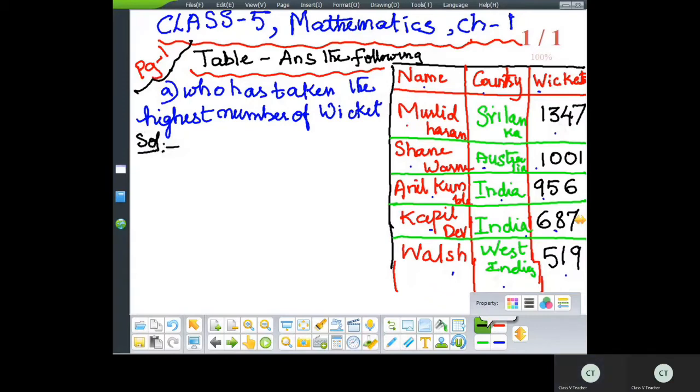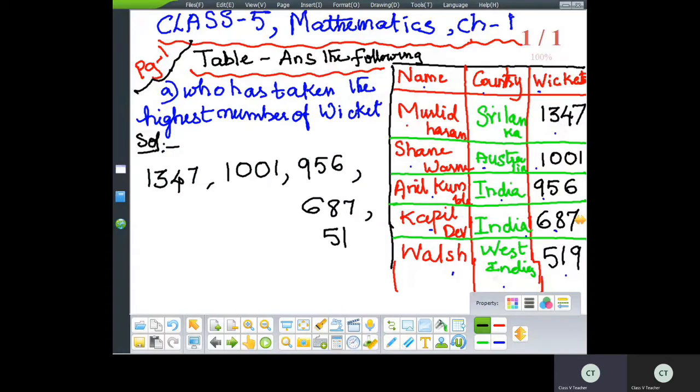Solution: 1347, 1001, 956, 687, then lastly 590. So now you can see the numbers. To find out the highest, you have to see the digits first. So what is the highest number of digits here?